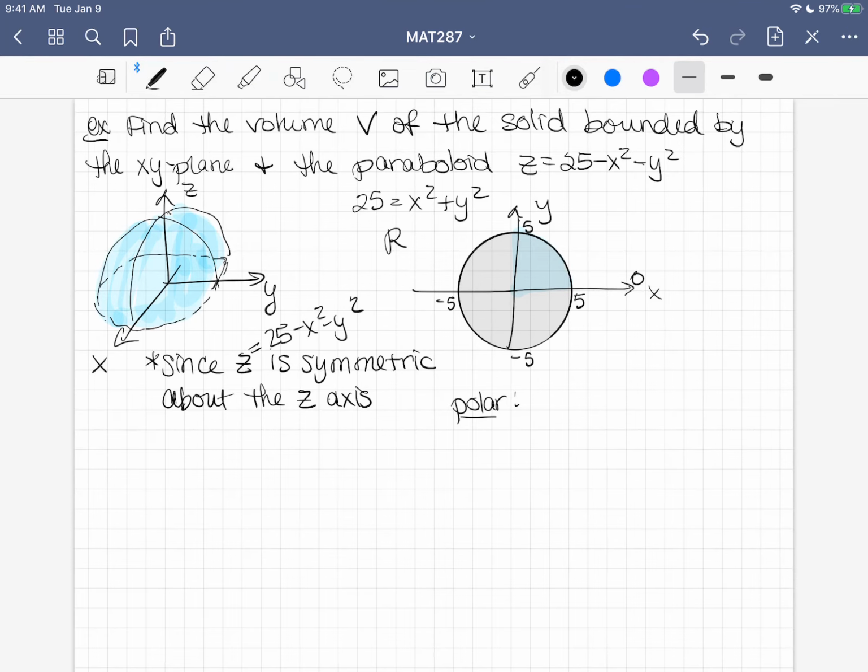All right, so here's 0 and here's pi halves. So theta here is going to run from 0 to pi halves. And what about r? Well, on the circle, r goes from 0 here to 5 on the outside of the circle.